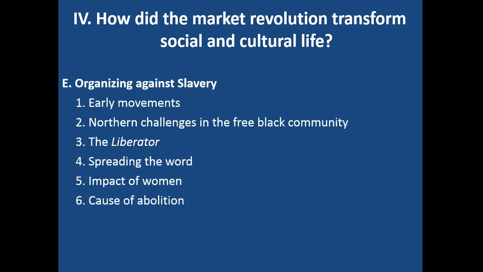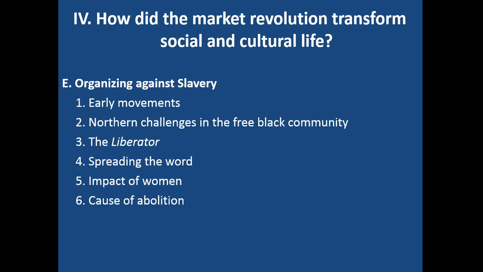Organizing against slavery was a result of all of this as well. Early movements. The American Colonization Society, founded in 1817, aimed to promote gradual individual emancipation of slaves, followed by colonization in Africa. Northern challenges. Around 1830, northern challenges to slavery intensified. This is going in conjunction with the Second Great Awakening.